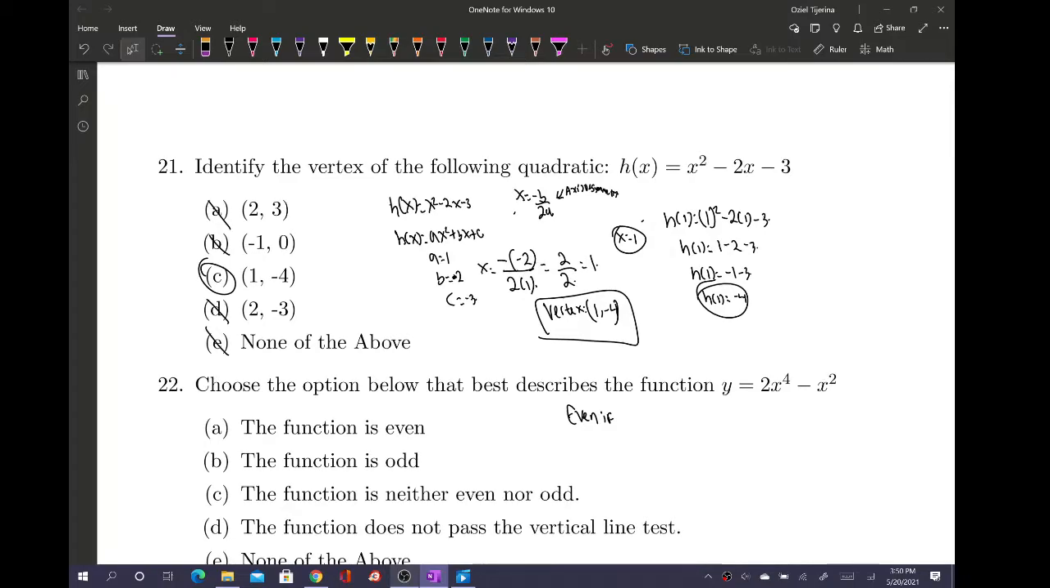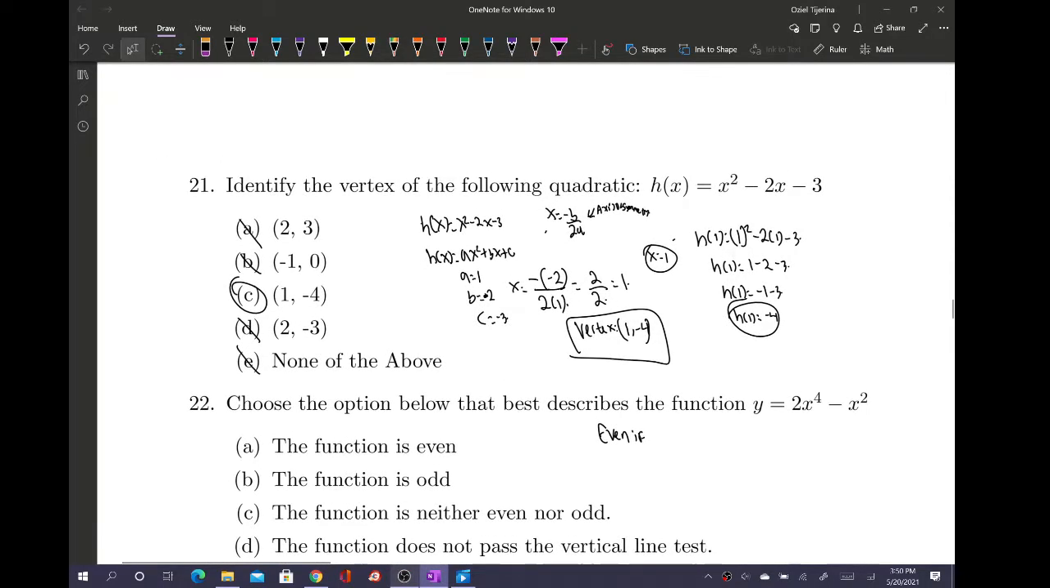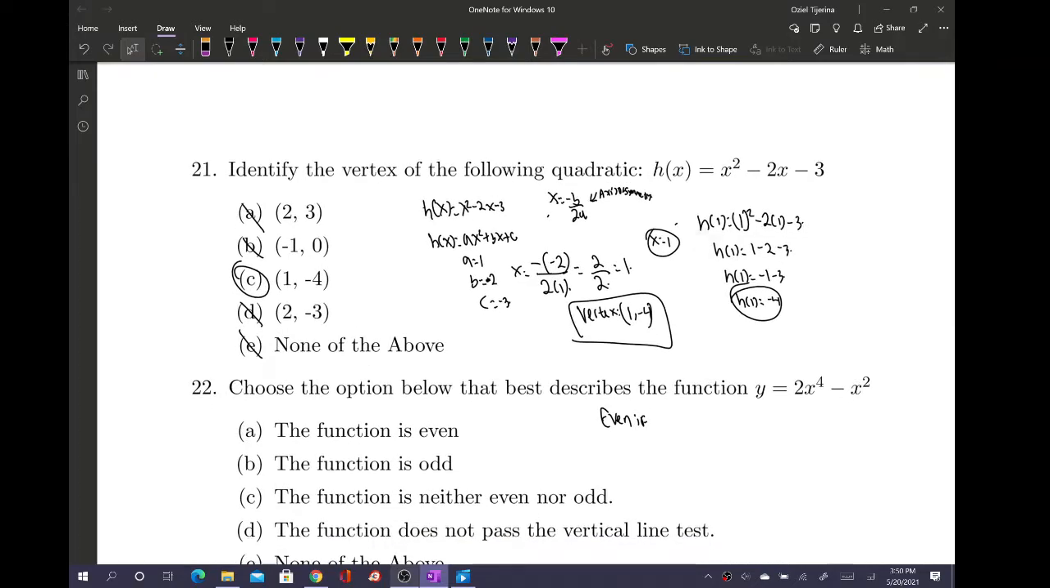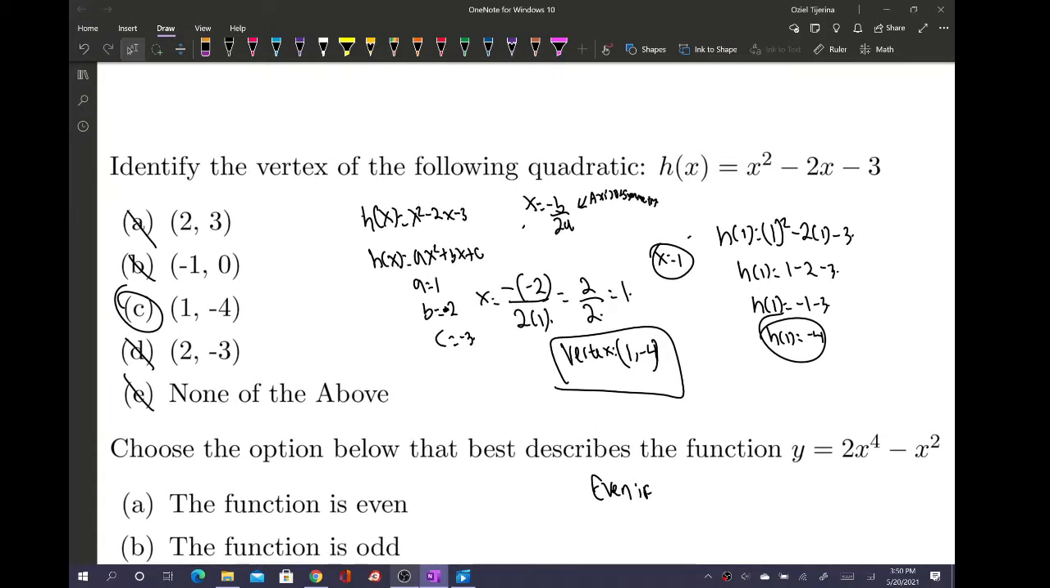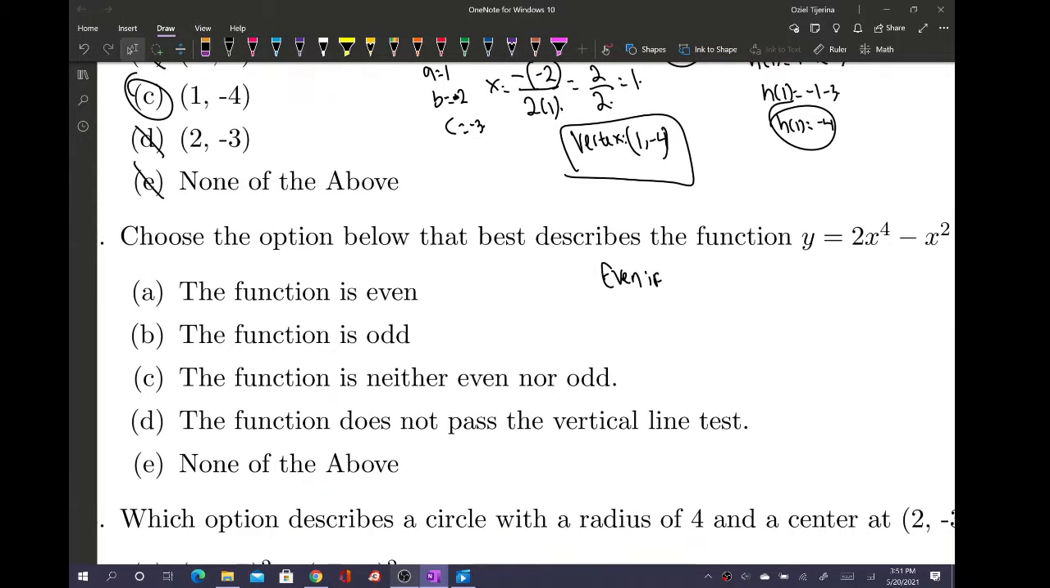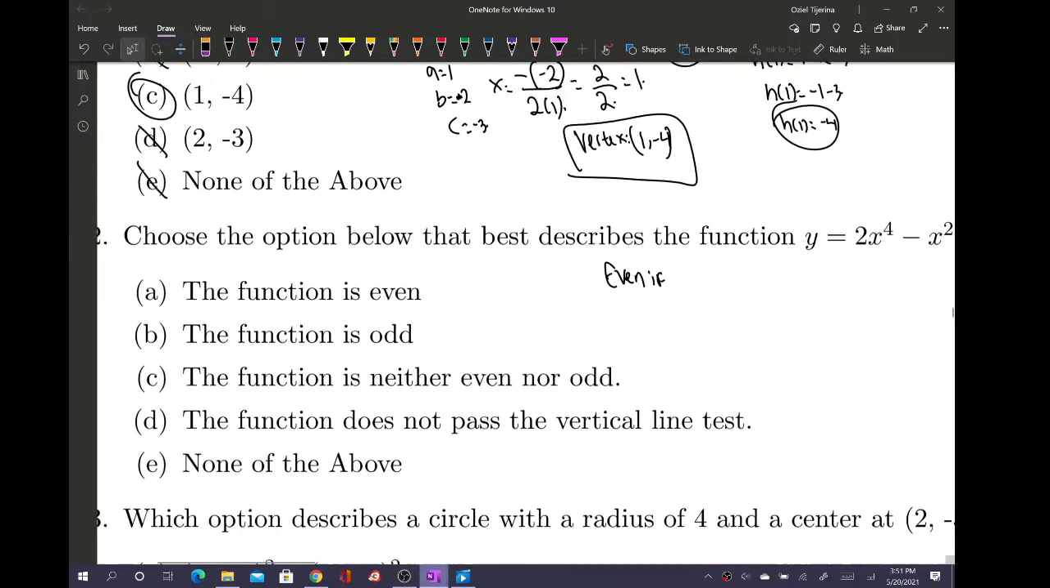I don't know if my recording got all of that, but basically, you do -b/2a, because a is 1, b is -2, c is -3. We got x equals 1, and then all we did here is plug 1 in for x, and then we got h of 1 is -4. So when x equals 1, y equals -4, and that is our vertex. I don't know if my OBS Studio got all of that, but yeah.